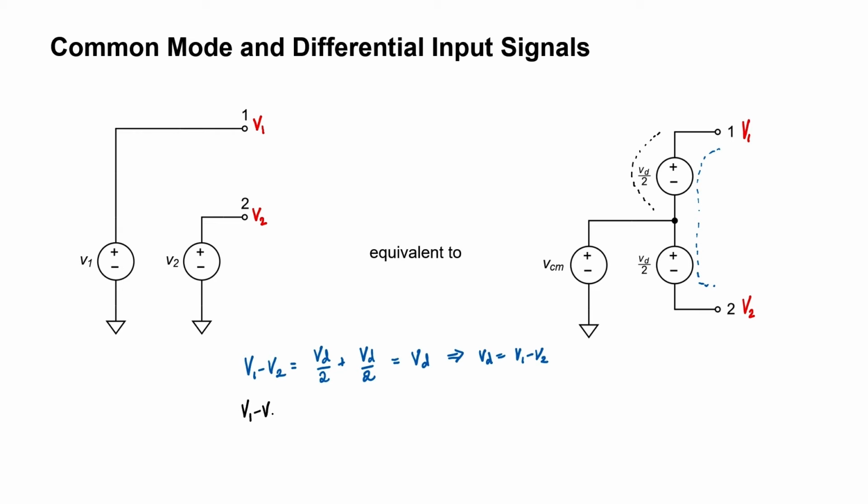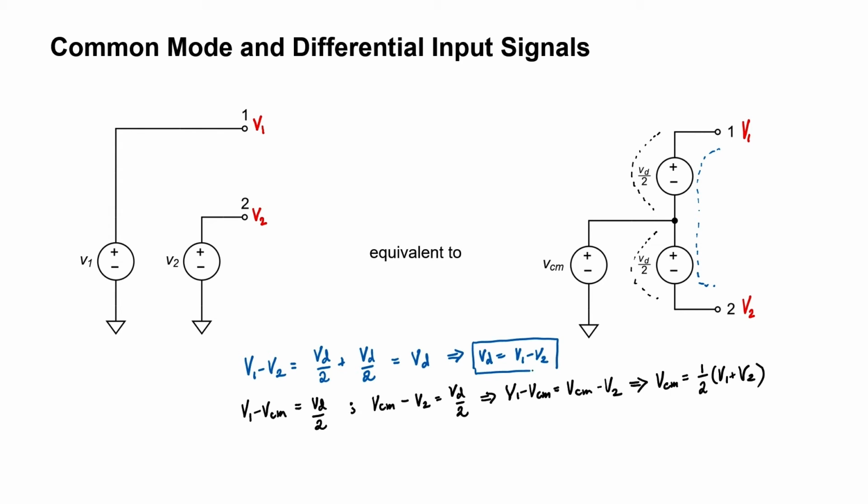Let's now write an equation for this voltage drop and this voltage drop. These two equations are equal to one another, and I can solve this equation for VCM. I now have definitions for the differential voltage and the common mode voltage at the input. If you look at the equation for the common mode voltage, you might just notice that it's the same as the equation for the average. It's just the average of the signals at V1 and V2.